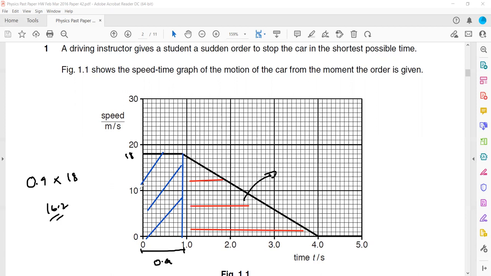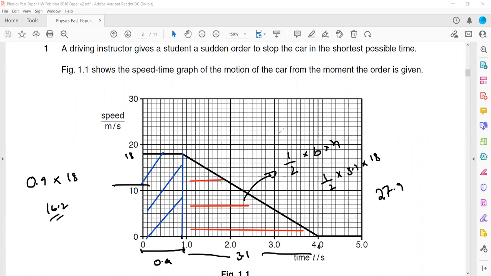What about the distance traveled in the triangle? That is half base multiplied by height. So 1 by 2. What about the base? It is starting from 0.9 and it is ending at 4, so the total base is 3.1. And what about the height? That is 18. So it will be 18 multiplied by 3.1 divided by 2, which equals 27.9. So 27.9 is the area of the triangle and 16.2 is the area of the rectangle.